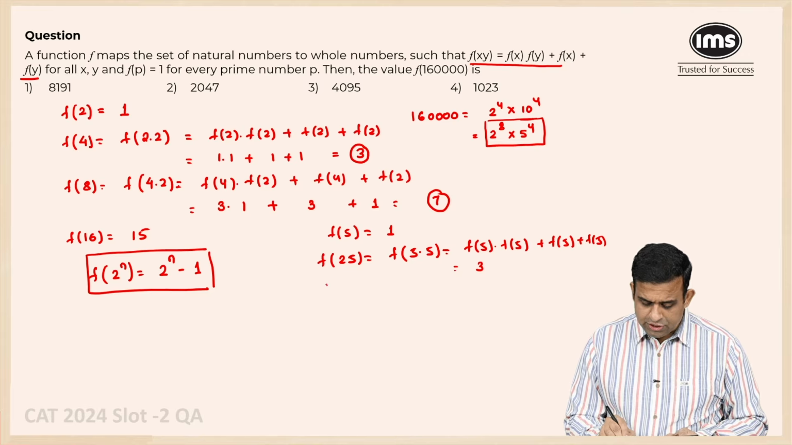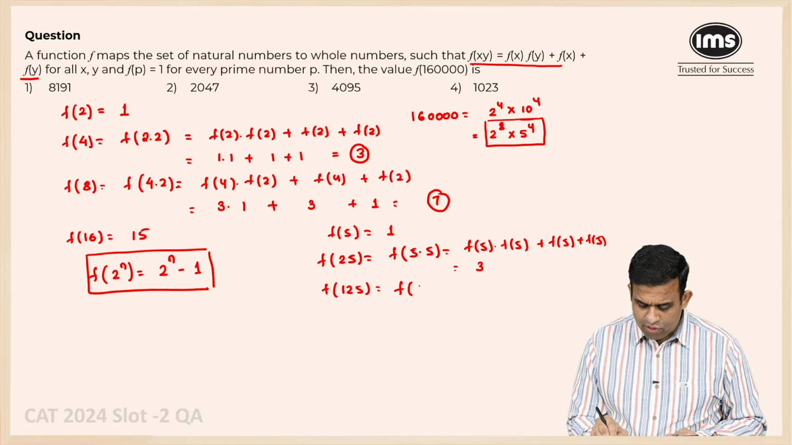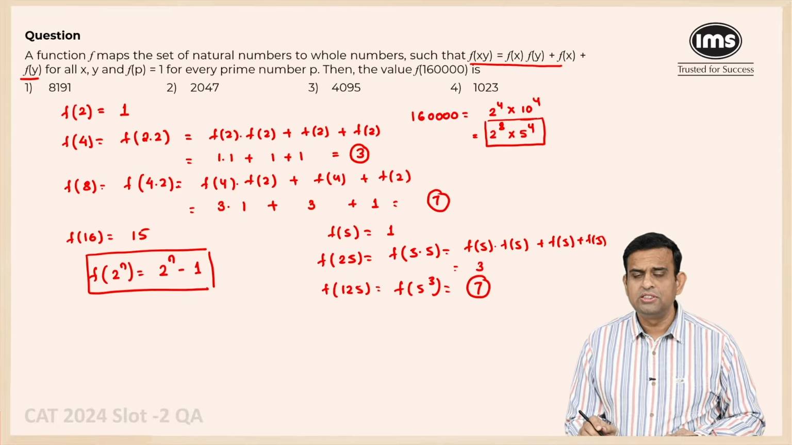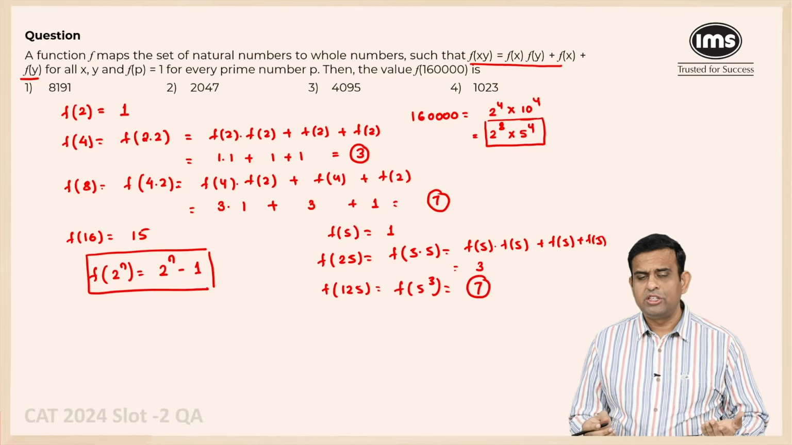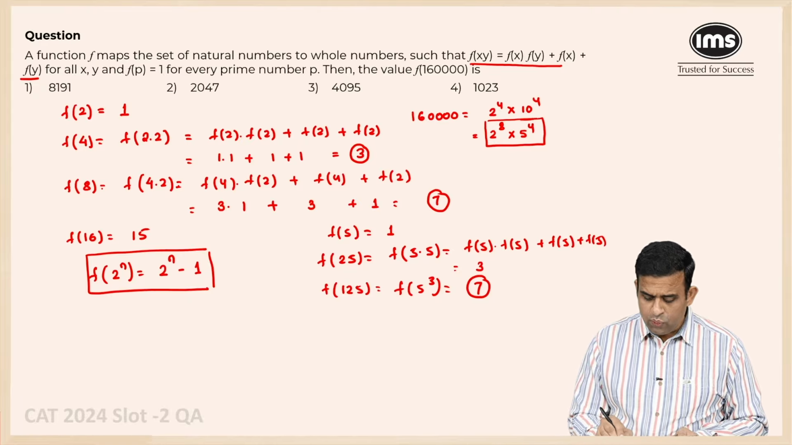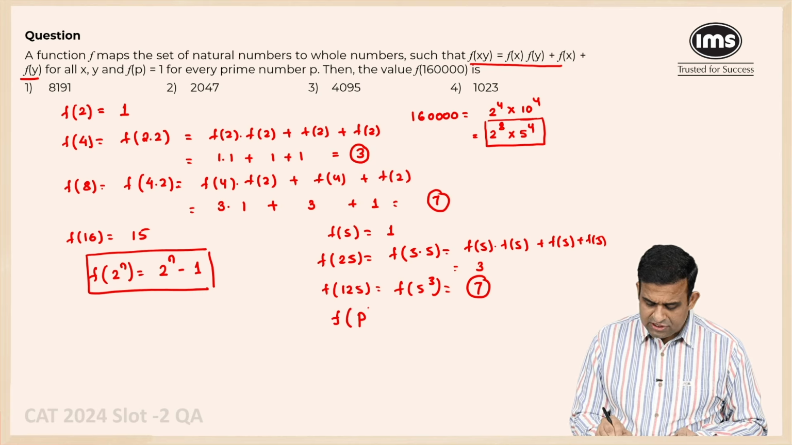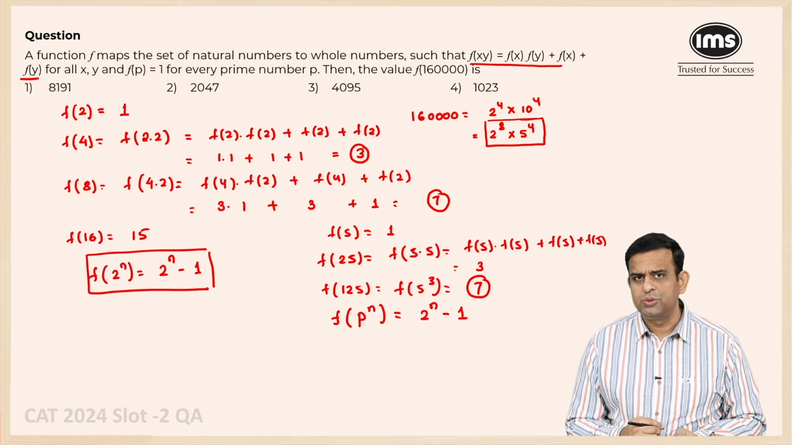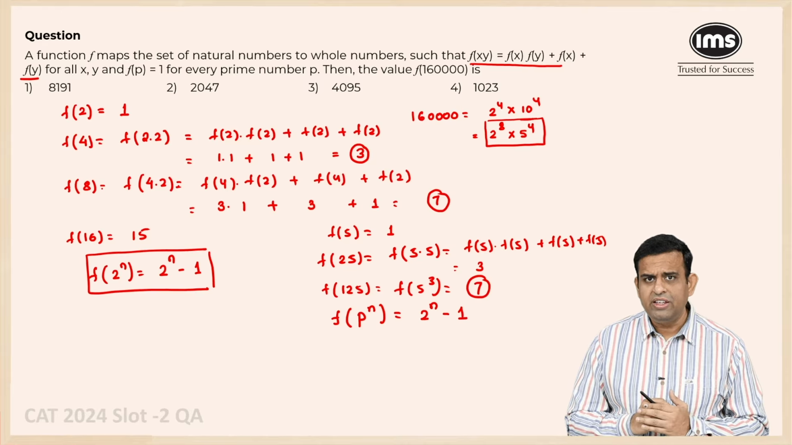So if someone asks you what do you think is f of 125, it is going to be f of 5 cube, and that will come out to be equal to 7. Now, one question in this particular case could be that if I have f of any prime number, let's say raised to n, this thing will be equal to simply 2 raised to n minus 1. And one can also verify the answer.